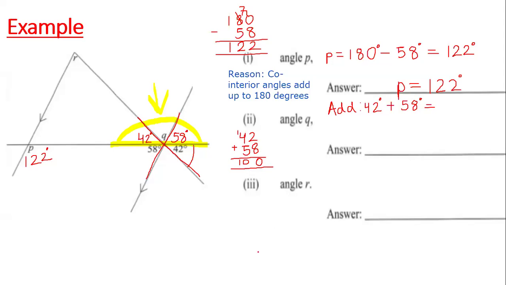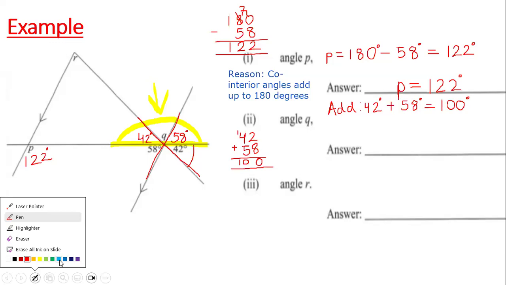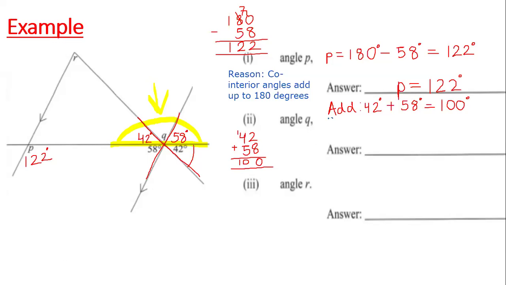And so when we add it, we have 100. So that means that Q is equal to 100, right? No, sir, that's not the final answer. What do we have to do now? Subtract from 180. So we have 180 degrees minus 100, and that equals what? 180 minus 100 equals 80 degrees.